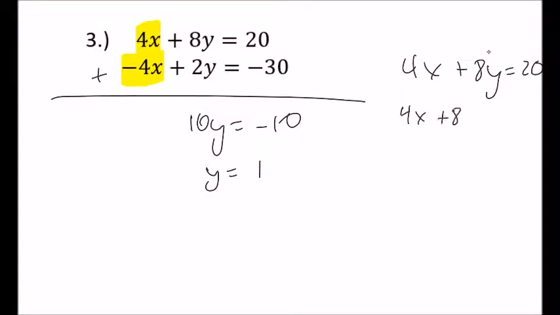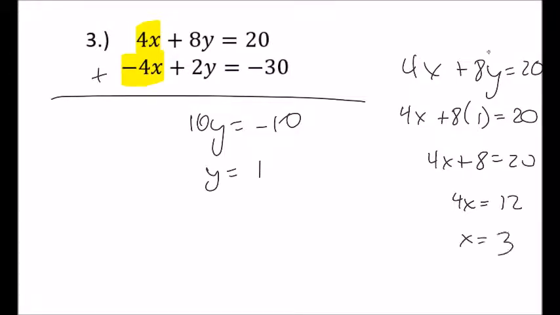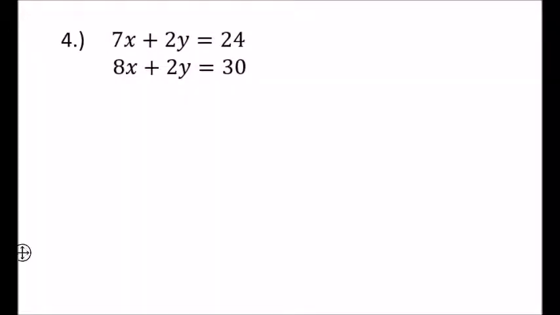4x plus 8 times 1 is equal to 20. 4x plus 8 is equal to 20. Minus 8 from both sides, 4x is equal to 12. X equals 3. Number 4, we're going to notice that we have the same, a 2y and a 2y.